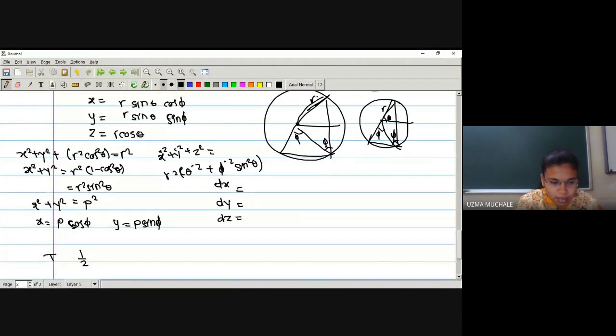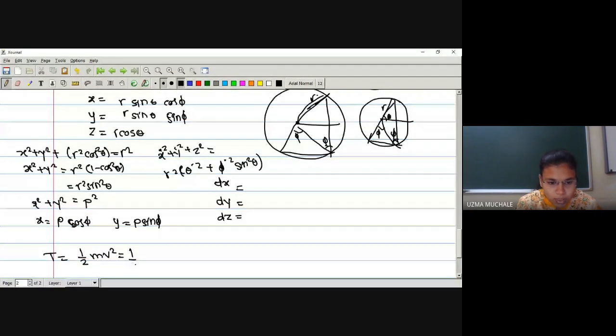T चा व्हॅल्यू काढताना ना, T is nothing but 1 upon 2 mv square. What do you mean by v square? It is nothing but x dot square plus y dot square plus z dot square. Okay. So here we have found the value of x dot square plus y dot square plus z dot square. That is nothing but r square times theta dot square plus phi dot square sin square theta.